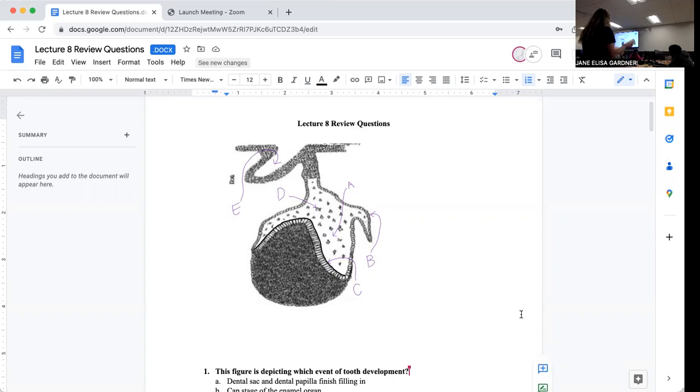So E is the vestibule. And so that develops into the space between your cheeks and lips and your teeth. Okay. Now on to question 1.